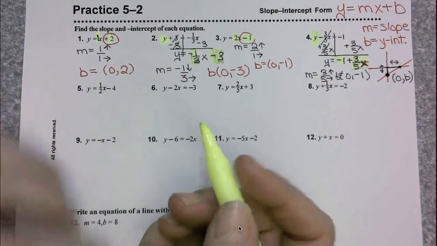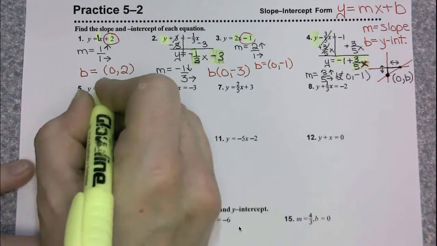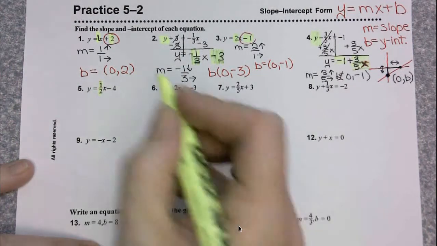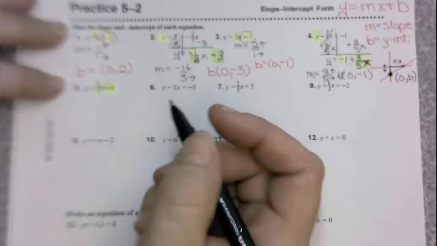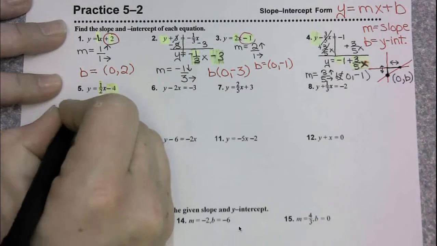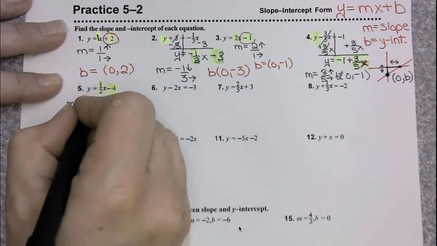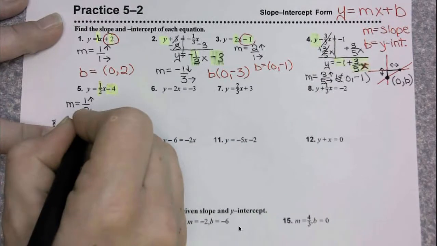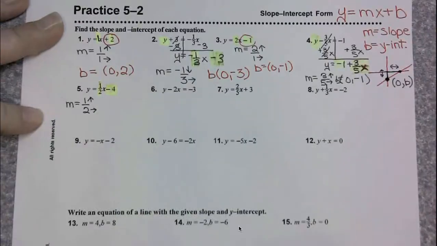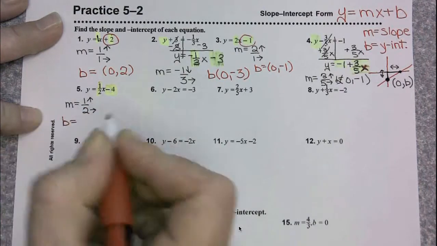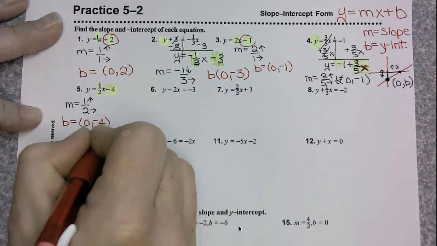This number 5 is already solved for y, so I can go straight to identifying the slope, which is attached to x, and the y-intercept. And our slope is 1 over 2. Positive 1 means I'm going up. Positive 2 means I'm going to the right. And my y-intercept is the point 0, -4.